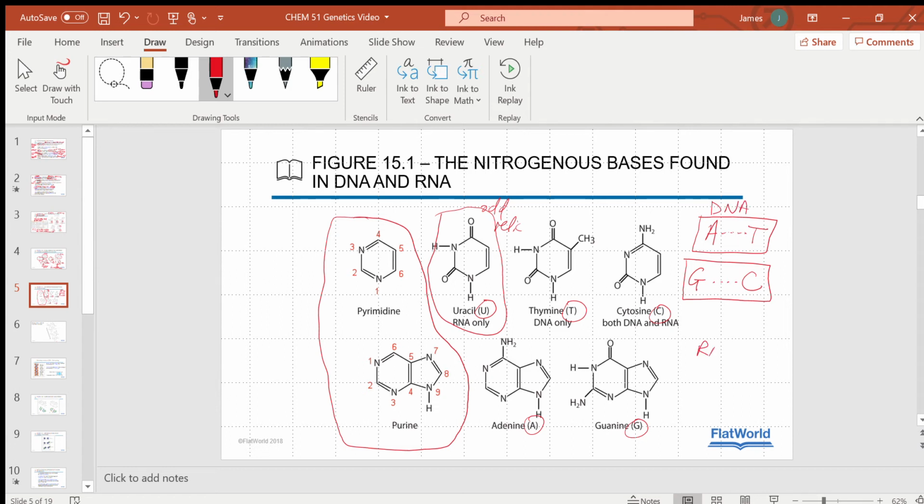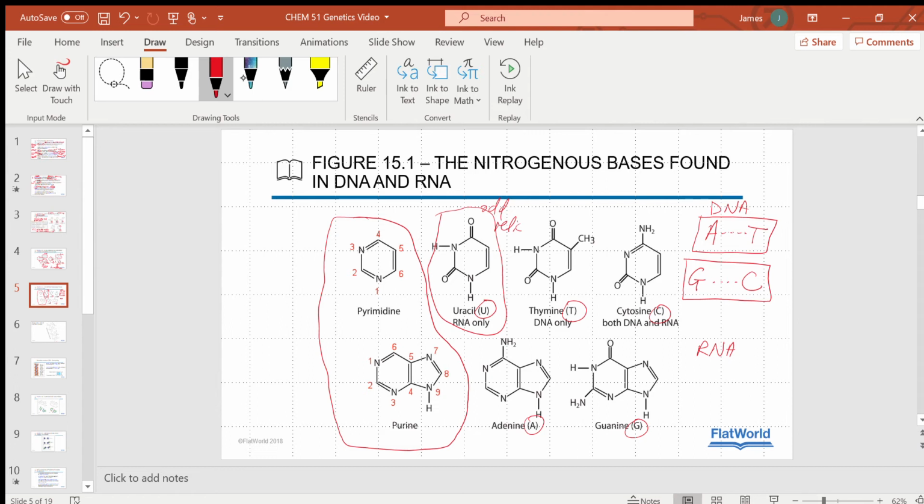In RNA, we don't have thymine. So in RNA, thymine is replaced with uracil. You can see the similarity of the structures. There's a methyl group here. It's been demethylated here.